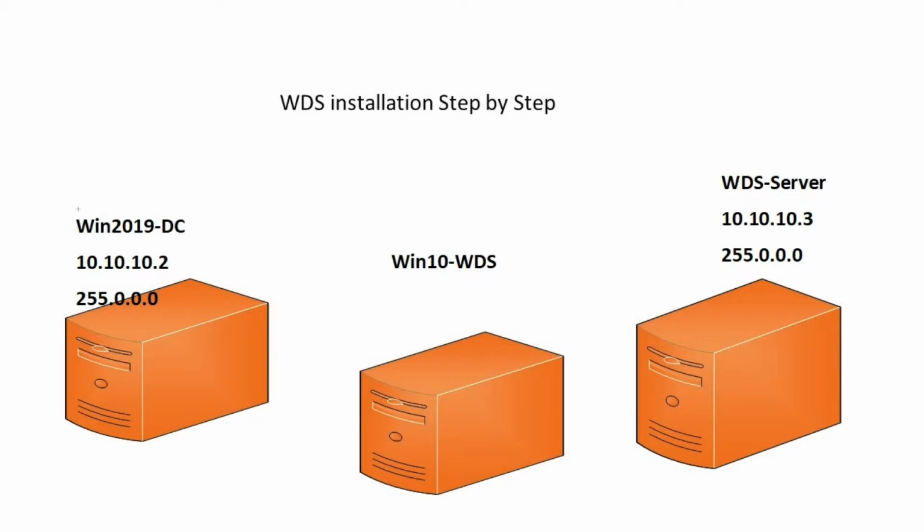So this is our lab environment. We have a Windows 2019 server with the domain controller role installed with an IP address of 10.10.10.2, and another system named WDS-server, which has the IP address 10.10.10.3, and a client machine with PXE boot enabled.